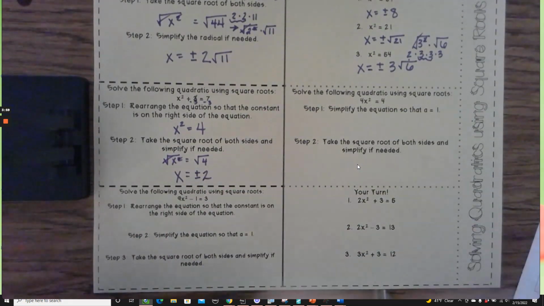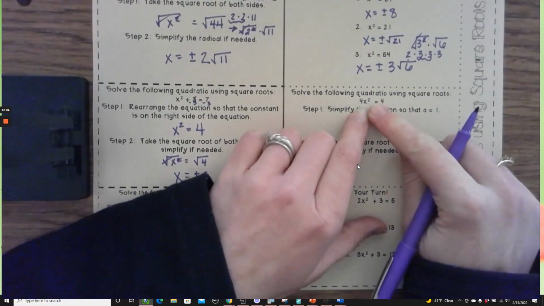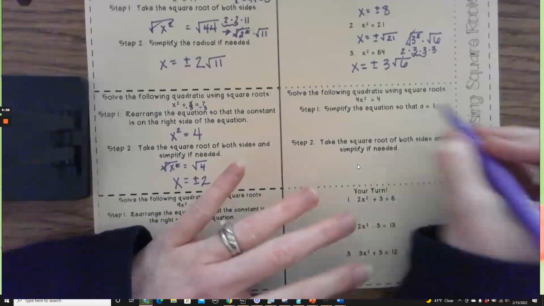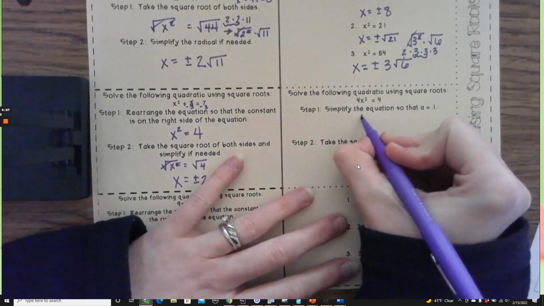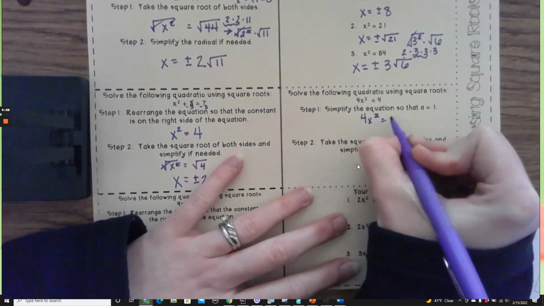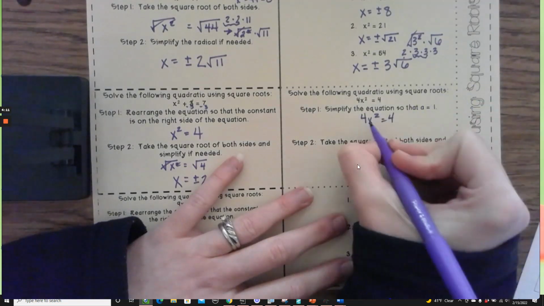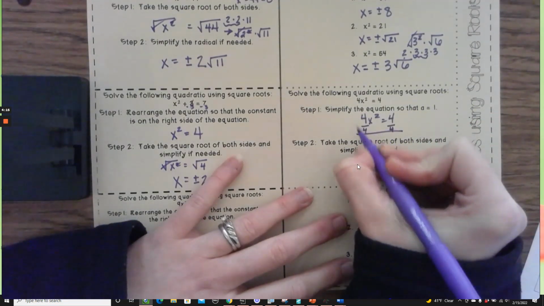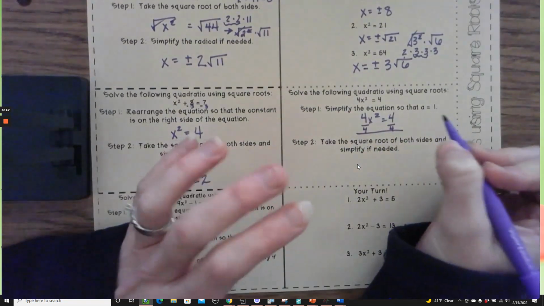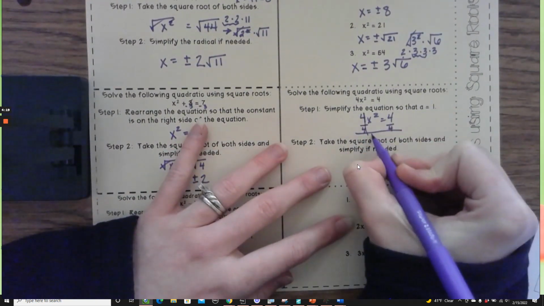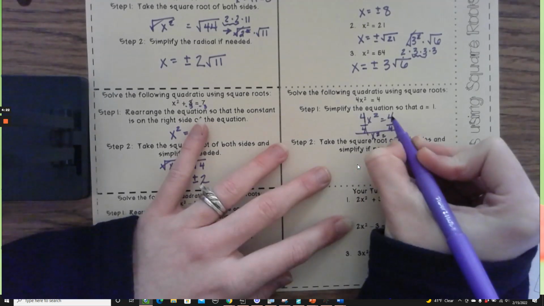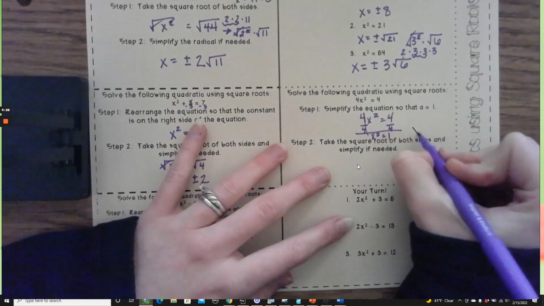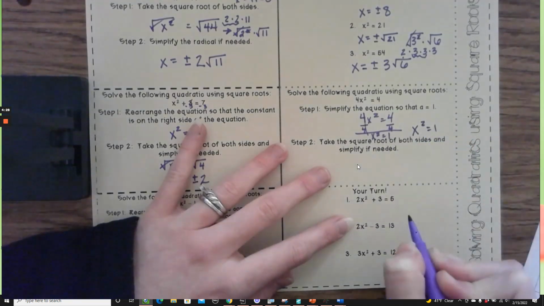Okay. Next we have one where our a value is not 1. So we have 4x squared equals 4. The first thing we want to do is simplify it so that a equals 1. So 4x squared equals 4. I can divide both sides by 4. When we're working with equations, as long as we do it to both sides, we're good. So these 4's will cancel, and I'm left with x squared. And then 4 over 4 simplifies to 1. So what I've got here is x squared equals 1.